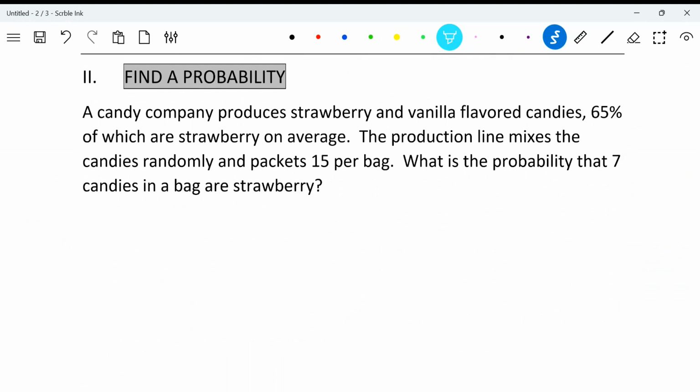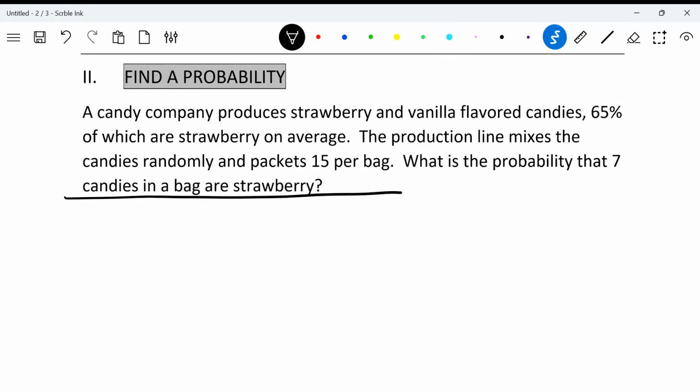A candy company produces strawberry and vanilla flavored candies, 65% of which are strawberry on average. The production line mixes the candies randomly and packs 15 per bag. What's the probability that 7 candies in a bag are strawberry? Well, if you don't like strawberry, you'd really like one of the bags where very few come in. But if you do this a million times, then most of the time you're going to get very close to 7 candies in the bag this percentage of times. That's what we're looking for. What's that percentage?